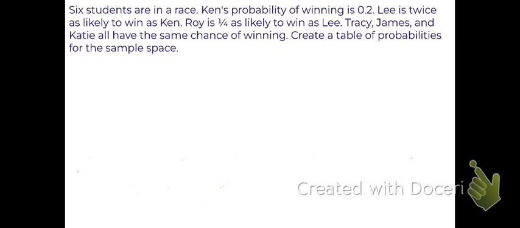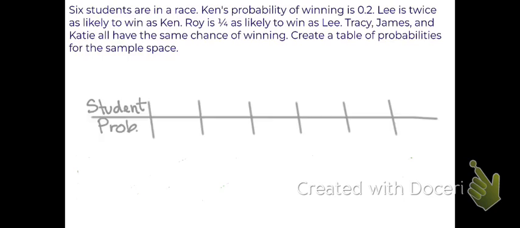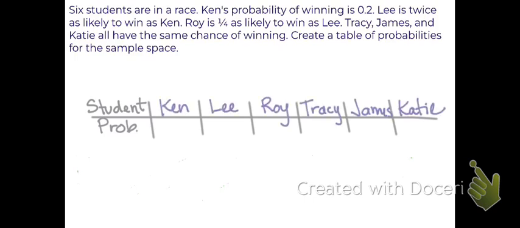So first, I'm going to create the table, and there are 6 students, so I'll have 6 columns. Now let's write the names of the students across the top row. Now, it's important to note that there are 6 students in the race. So the winner is either going to be Ken, Lee, Roy, Tracy, James, or Katie. These are the only possible outcomes as the winner.